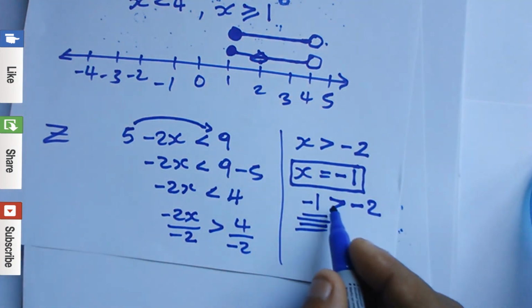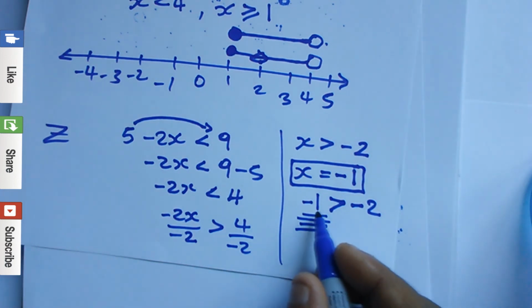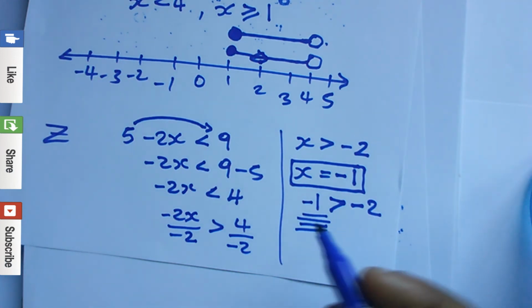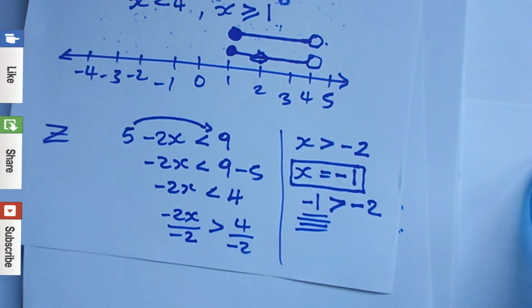Negative 1 is greater than negative 2. Probably you could look at it as saying that it's better to owe $1 than to owe $2. I don't know if you understand what I'm saying, but yeah. So that would be it for the inequality videos.